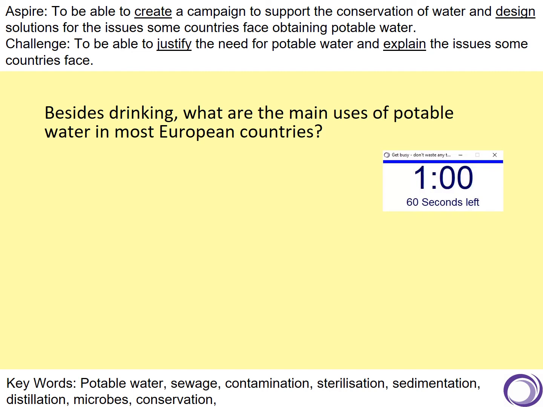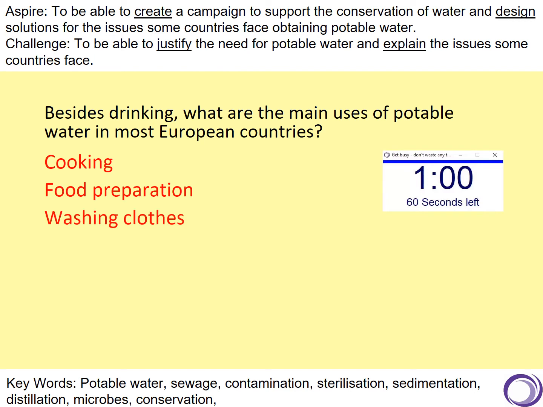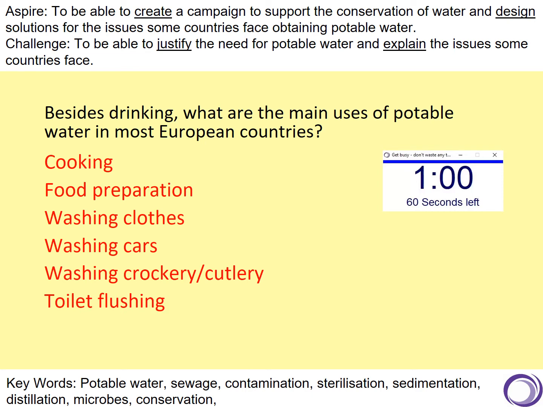Well done. Now these are the ideas I came up with, and you may have come up with some more. But we certainly use a lot of water in our cooking. We use it in other food preparation to wash food, etc. We use it for washing clothes, washing cars, washing crockery and cutlery, especially in things like dishwashers. We use it for flushing our toilets, and we use it for watering our gardens.